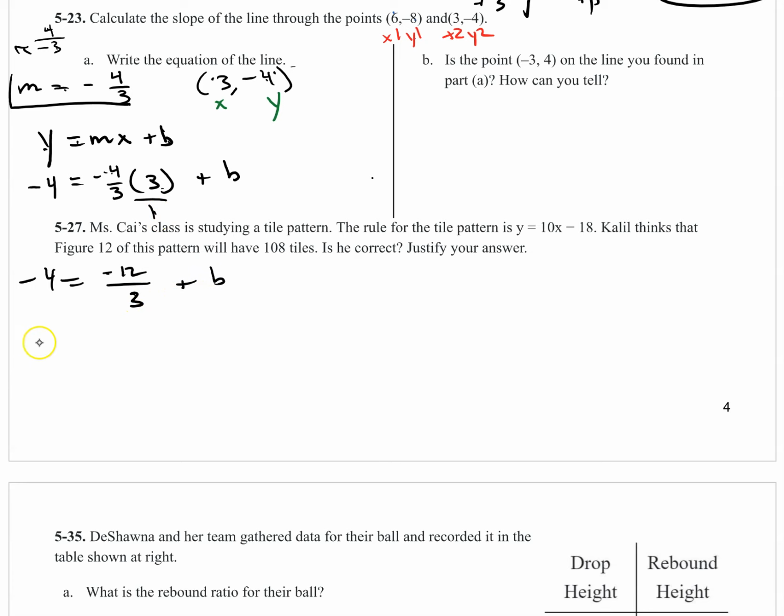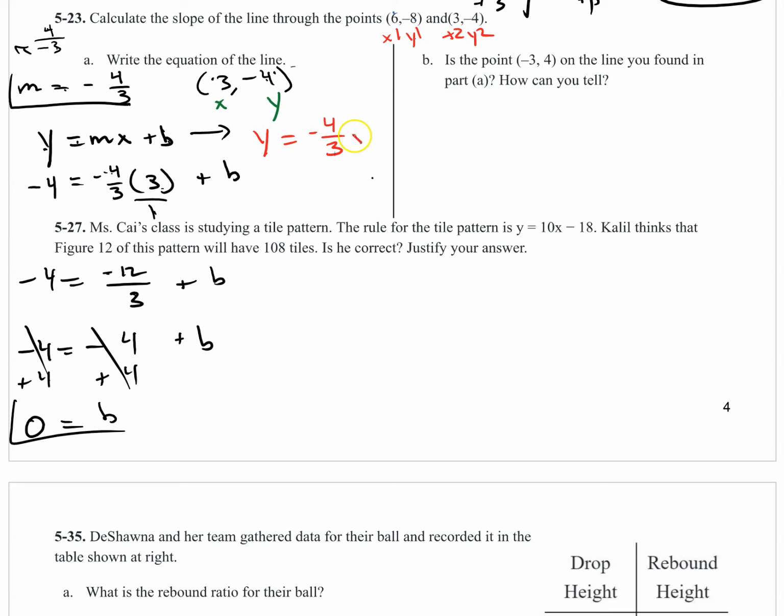plus b. Alright, negative 4 equals, so we have negative 12 divided by positive 3. Outcome is negative 4. Right, and then if you add 4 to each side, these cancel, that cancels. It's not no solution. Negative 4 plus 4 is 0. So b is 0. M is negative 4/3. So our equation is y equals negative 4 over 3x plus 0. Now because I'm adding 0, I'm allowed to just not write anything. That plus 0 is kind of invisible, so I can also write that.